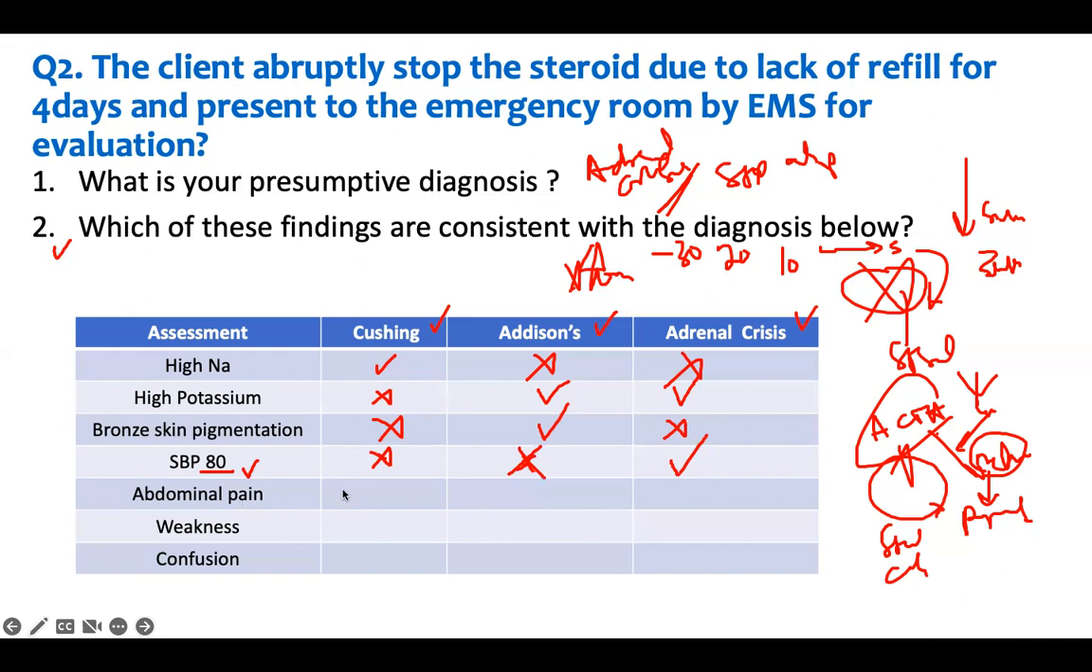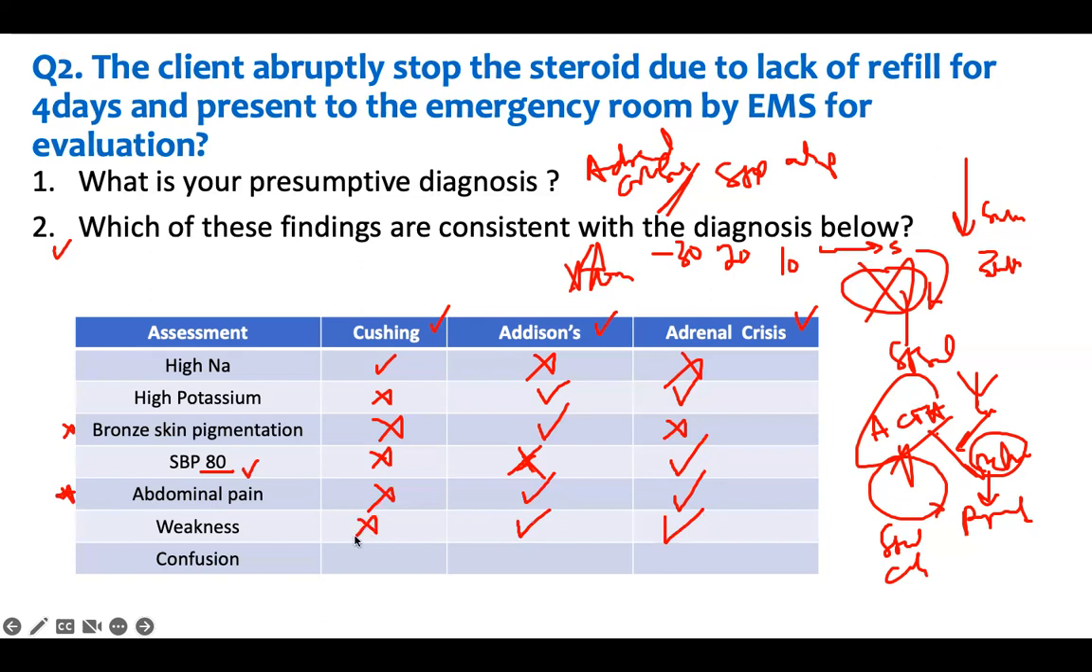Abdominal pain. Cushing, no. Addison, this is classic. This is another classic. So bronze pigmentation and abdominal pain. And it's due to the dehydration. That's what causes the abdominal pain. So yeah, of course, adrenal crisis, they are dehydrated. Therefore, boom. Weakness. Yeah, you are hypotensive, you're weak, you have no sugar. Yeah, you should be weak for Addison and adrenal crisis.